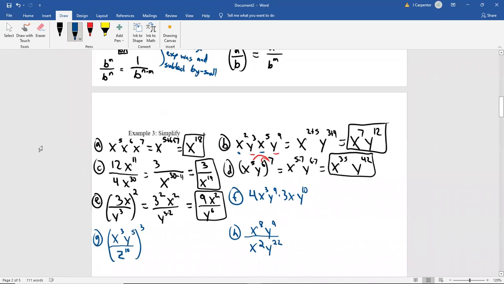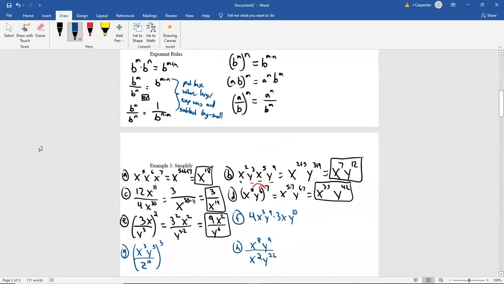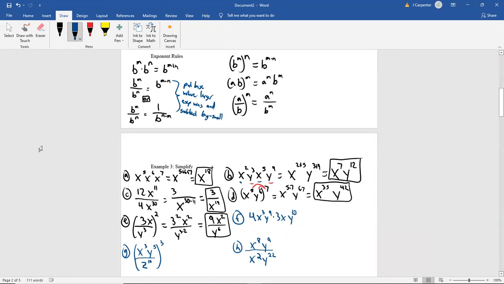And I'm gonna zoom out so you can see the rules. Hopefully you can still see everything else. So you get about 4 minutes to try these.